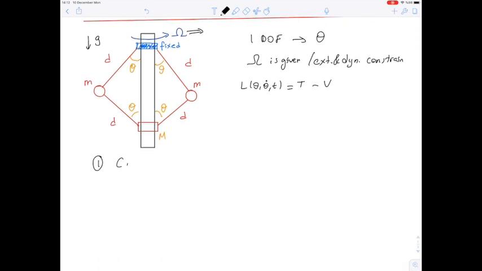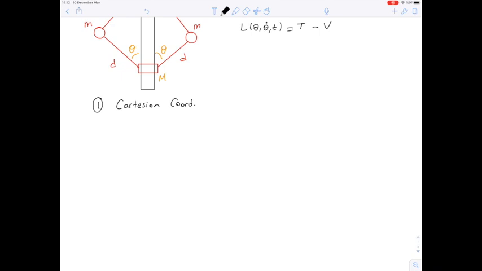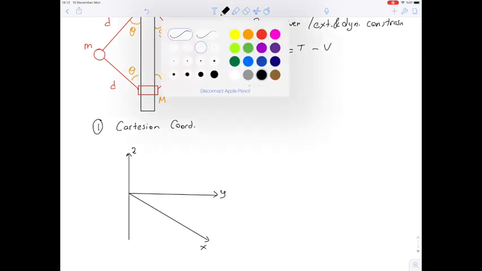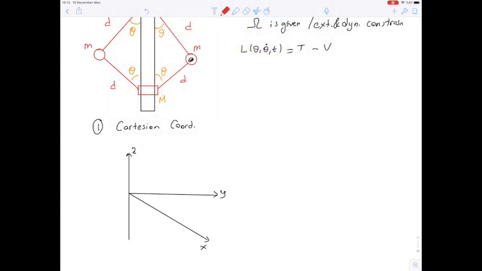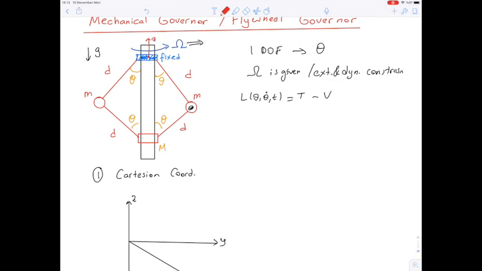So first of all, I'm going to use just Cartesian coordinates to write down the position vector, okay? So let's say this is X, this is Y, this is Z, okay? And let's just focus on the first mass here. The other will obviously have the same kinetic and potential energy, so it's sufficient to calculate just one of them. In this case, I'll take this fixed position as my origin.